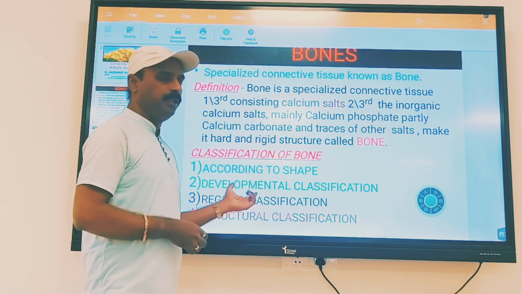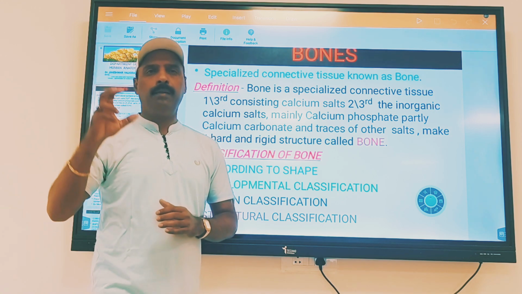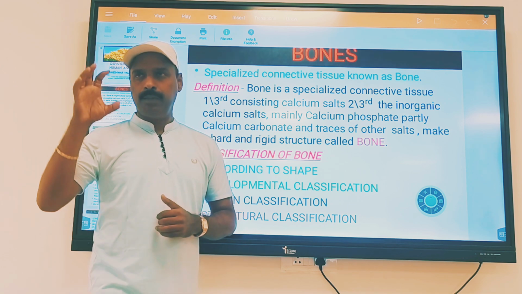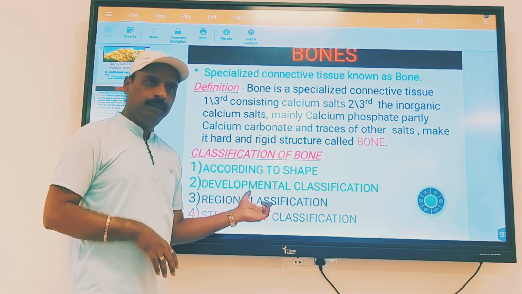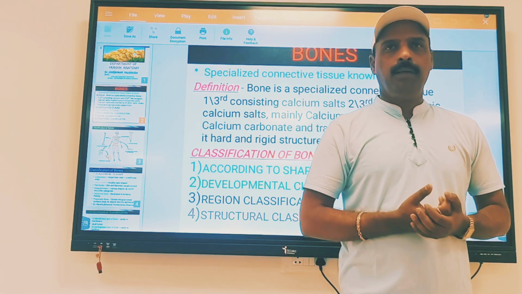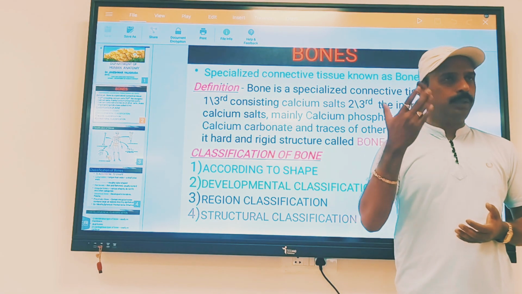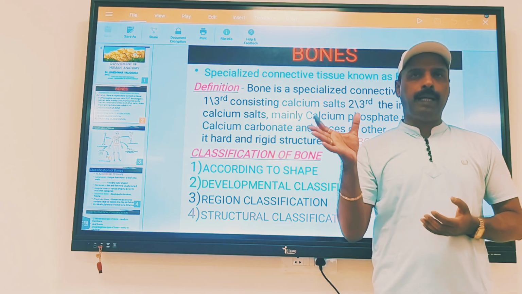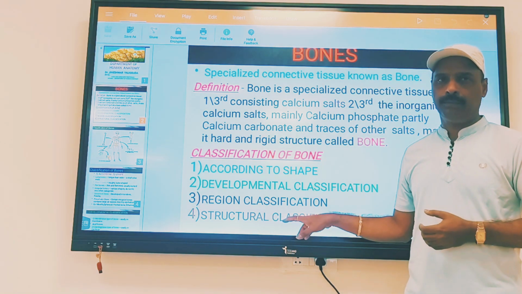Then comes the region. I have told about the regional classification, which is where in the body these bones are located. According to the region, according to the location, we can call it. Then structural. Structural means when you cut it, what we are going to see with the naked eye, how the appearance of the bone is. Then you have to keep that section of the bone under the microscope. We can divide it into macroscopic and microscopic. So that we include in the structural.